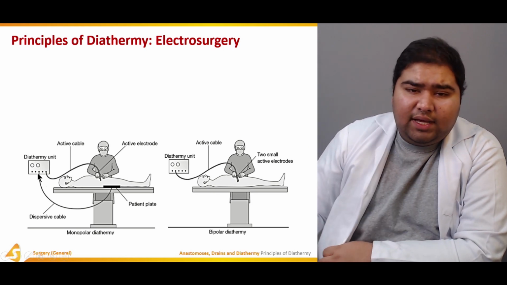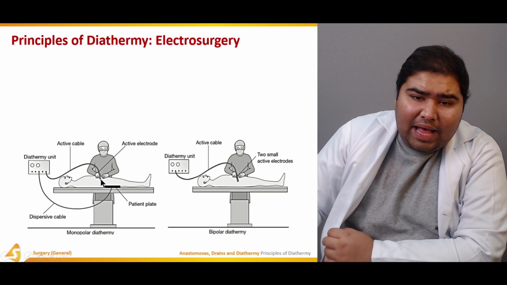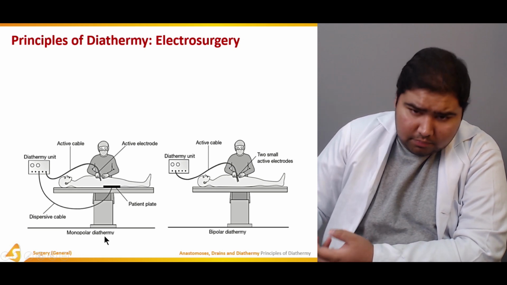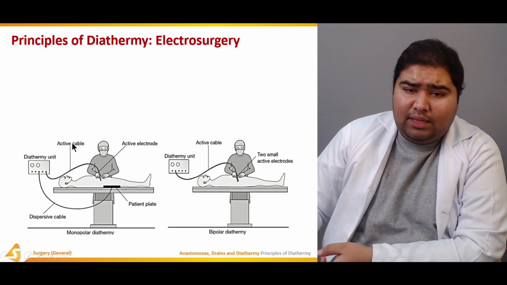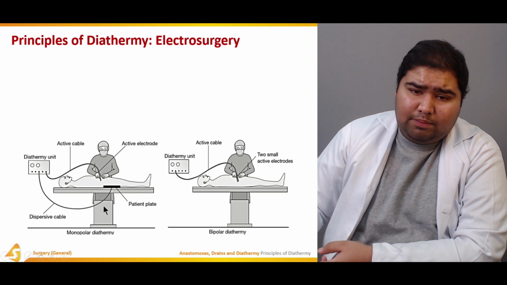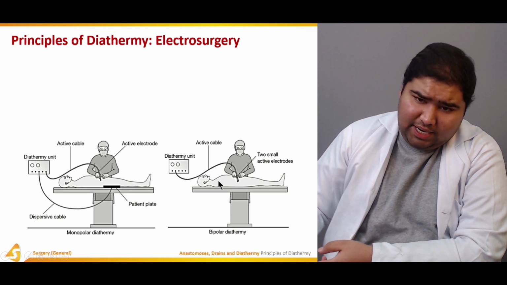First, referring to the figure, this is the diathermy unit. This is the diathermy probe. This is the active probe, active electrode. There are two types of diathermy. We'll talk of both the types when the time comes. This is the active cable, the active electrode. This is the dispersive cable, and this is the passive electrode or the patient plate.